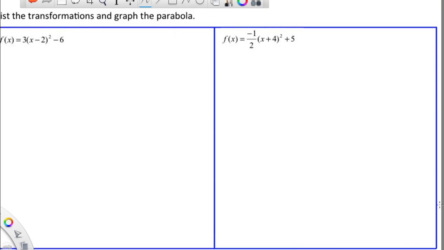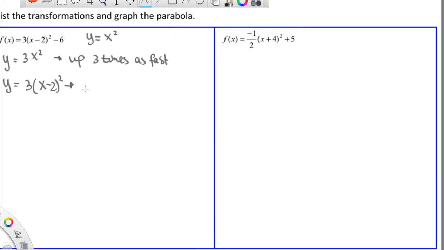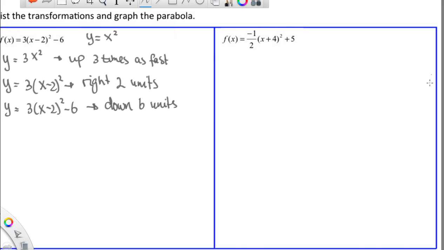Alright, so let's do some examples where it says list the transformations and graph the parabola. Okay, so I'm going to compare this to y equals x squared. To make it y equals 3x squared, I'll say that it is up, because it's positive, up 3 times as fast. To make it x minus 2 squared, after we've already taken care of the 3, we will say it's right, because that's a negative 2, so that's actually positive, right, 2 units. So the vertex is going to shift 2 units to the right. And then to make it 3 times x minus 2 squared, sorry, minus 6, we're going to say that we also need to go down 6 units. So the vertex is going to shift 2 units to the right and 6 units down.